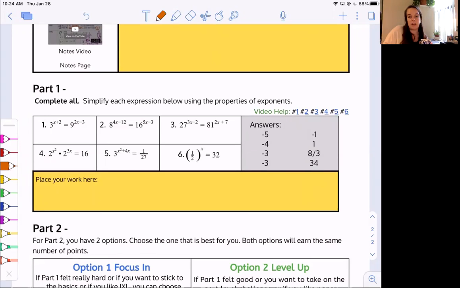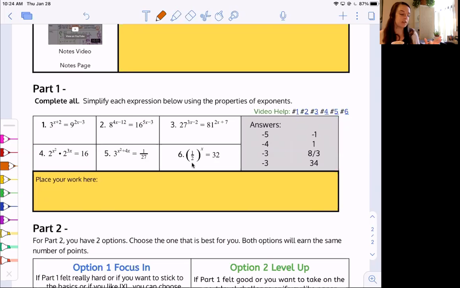If you need help, there are videos. I know this is fancy. There are videos for every single problem. So if you want to watch all the videos for every single problem, you can. I would not recommend that. I would just recommend watching the videos if you get stuck. But you are welcome to watch all the videos if you wish. That is for part 1. Everybody is doing 1 through 6. That is the beginning of your homework.